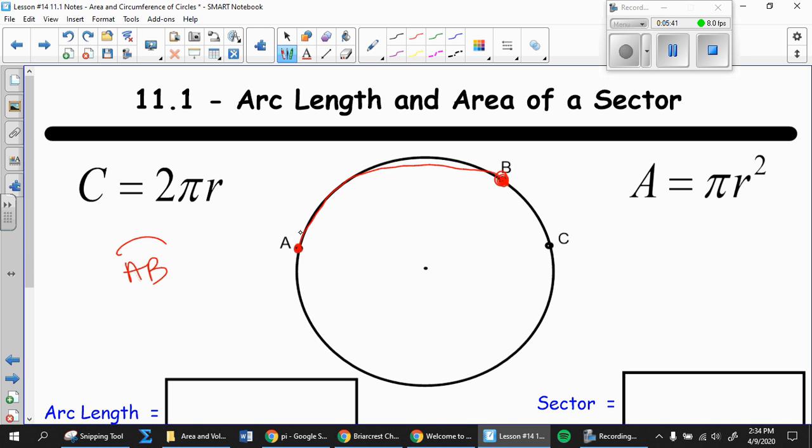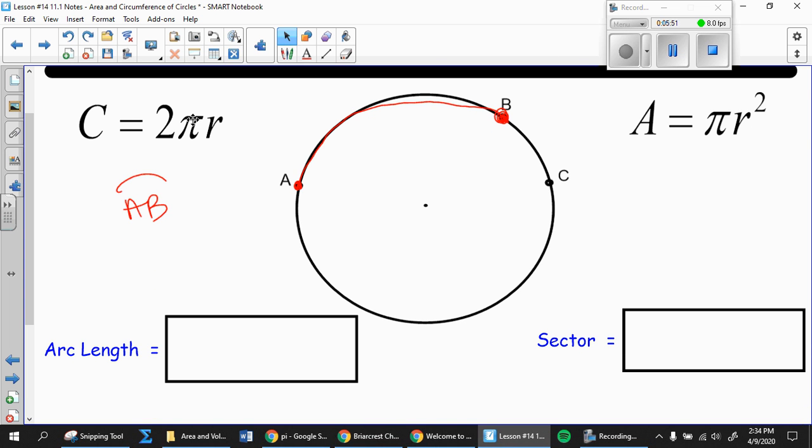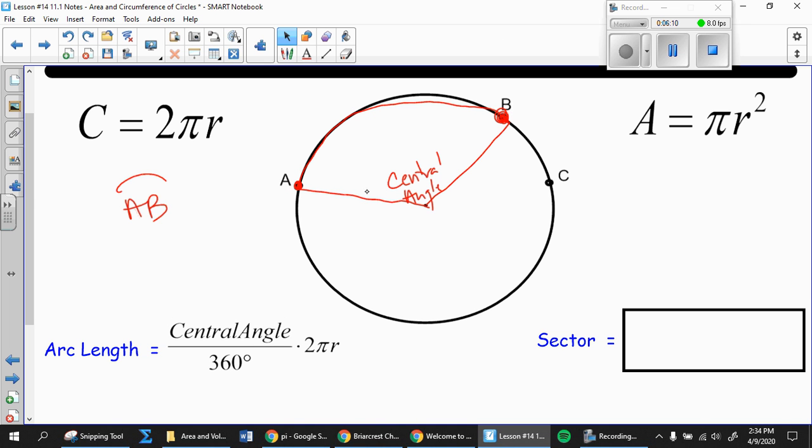Now, we know the circumference is the distance around the outside. And so in order to find the arc length, the length of this arc right here is just a piece of the entire circumference. So all we're going to do is figure out how much of the circle we're looking at. The way we do that is with the central angle we've talked about before. So for arc length, we take the central angle divided by 360, which tells me how much of the circle I'm looking at, and then I take that times the circumference.